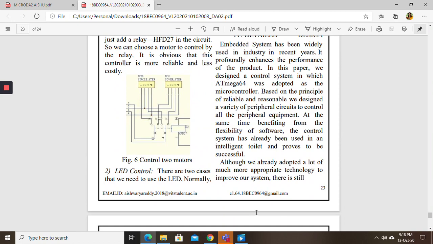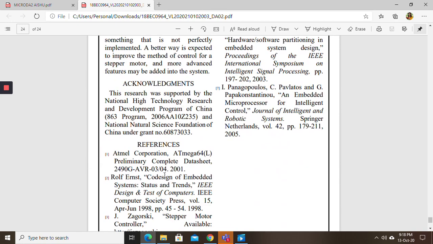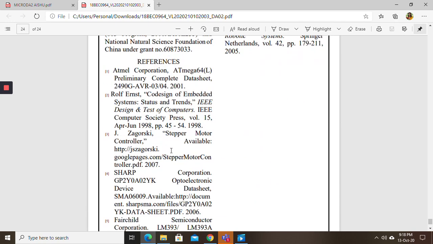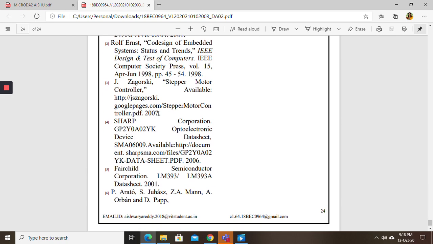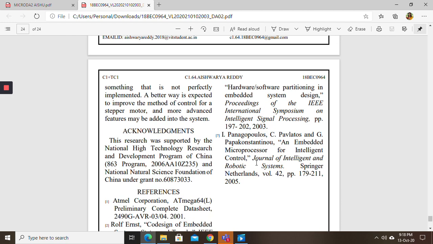This is the circuit diagram and detailed design. This is okay. And next, the acknowledgement and the references which I used. These are all the references I used for this assignment.